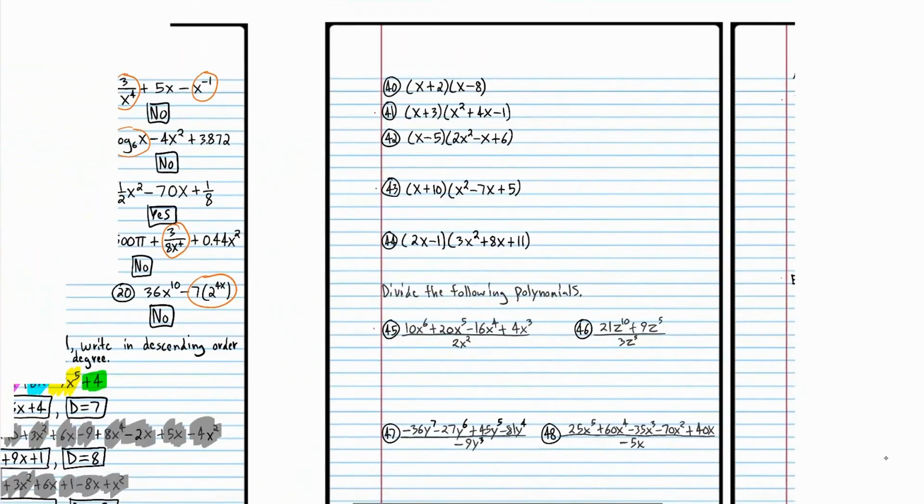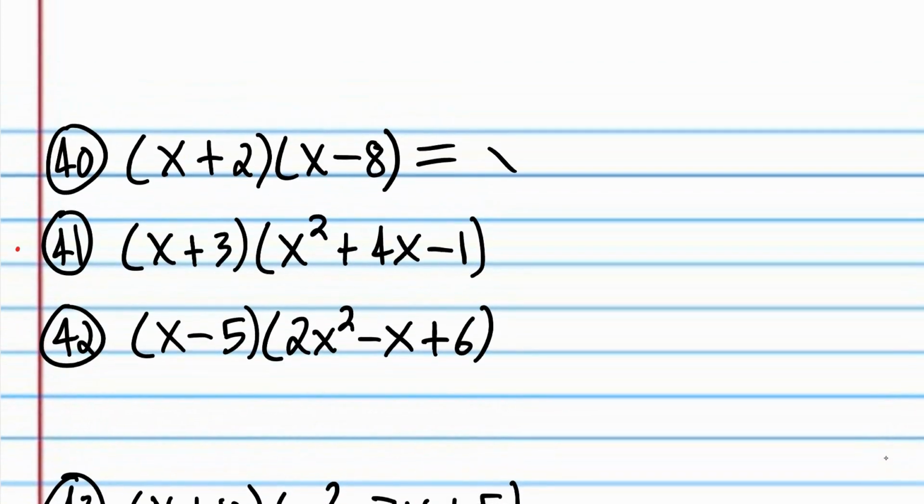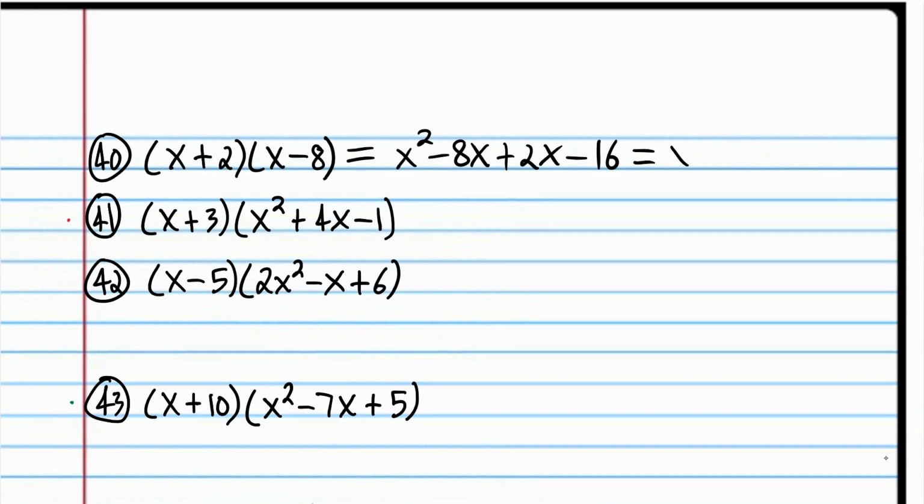Let's do just one more of these. Go ahead and try number 40. When you come back, we'll do it together. All right, we're back. x times x is x squared. x times -8 is -8x. 2 times x is 2x. And 2 times -8 is -16. Now the inner terms are like terms, so we can combine -8x and 2x, and we get -6x. And we'll just rewrite the -16. And there you go. So if you got that one right, excellent.